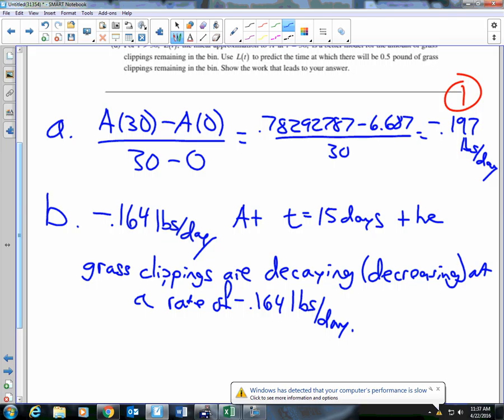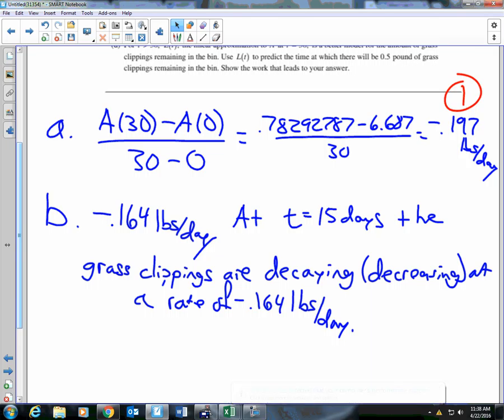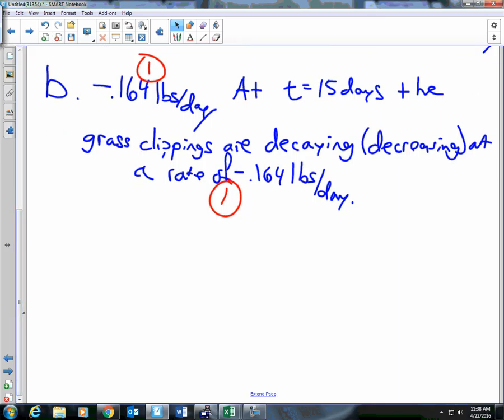At 15 days, exactly at 15, not 15 and a half. We don't know the total amount of decay yet. We simply know at that time, it's decaying at that rate. So they give you 2 points for that, okay? 1 point for this, and then 1 point for the explanation. So this problem has a total of 3 so far.